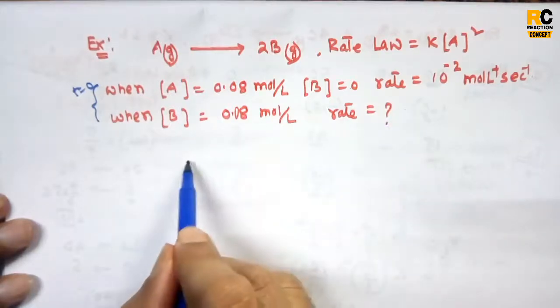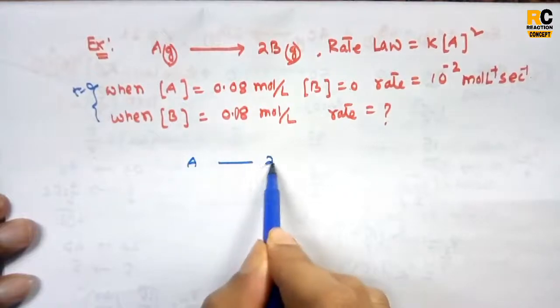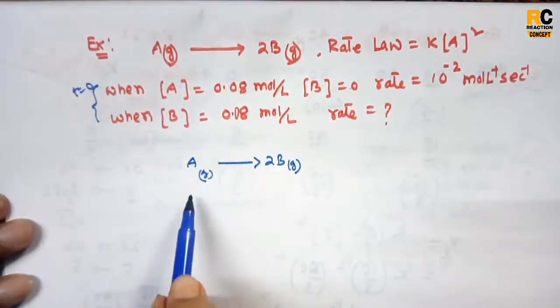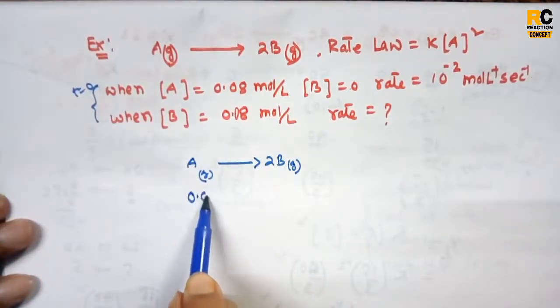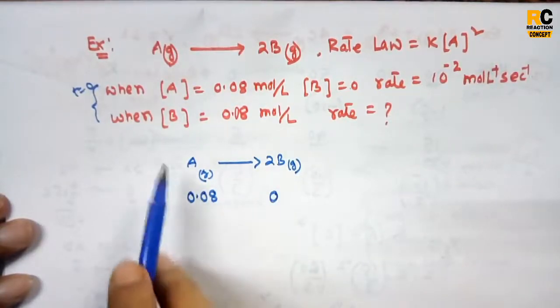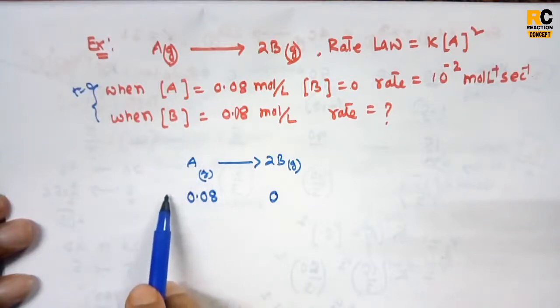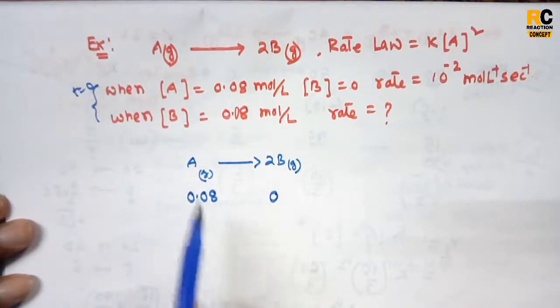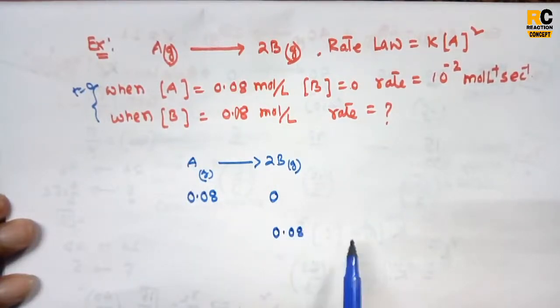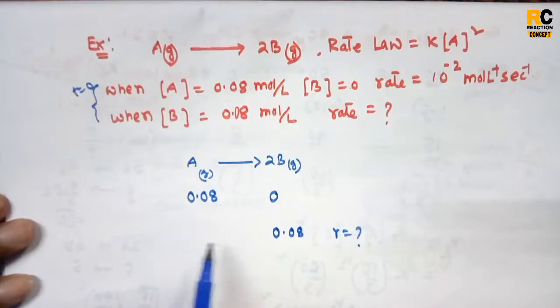Okay, so let us consider the reaction first. In this reaction it is given that initially the concentration of A is 0.08 and of B it is 0. At the initial stage it is like this. It is asked that when the concentration of B is 0.08, what will be the rate? So what will be the amount of A when the concentration of B is 0.08?